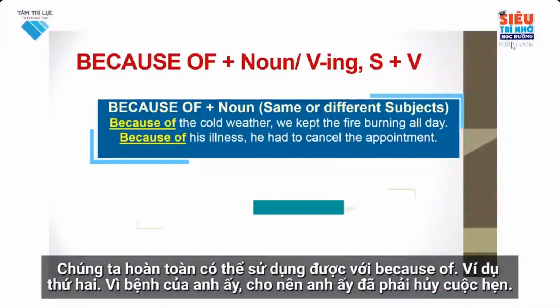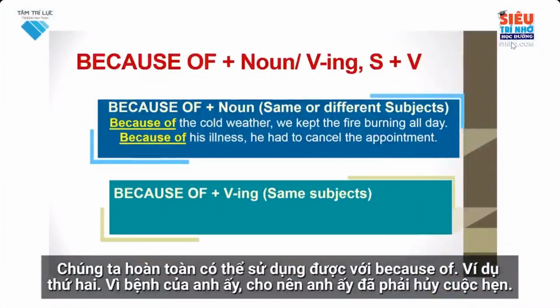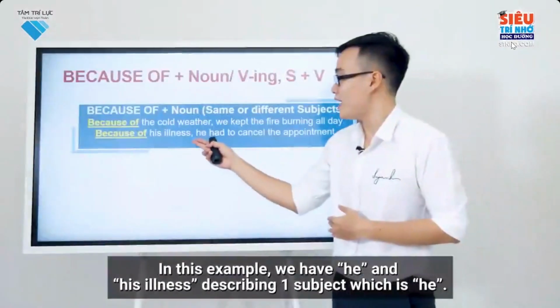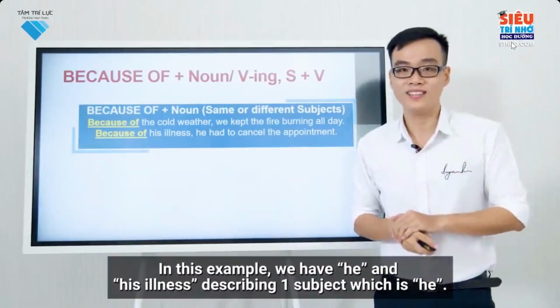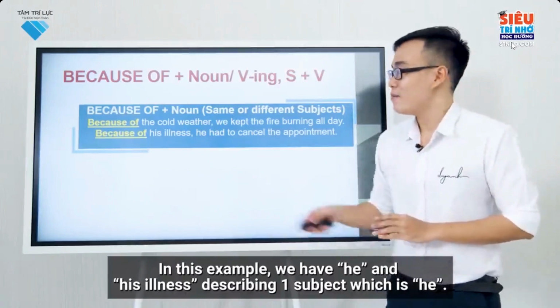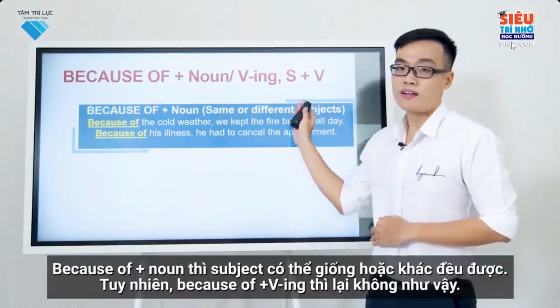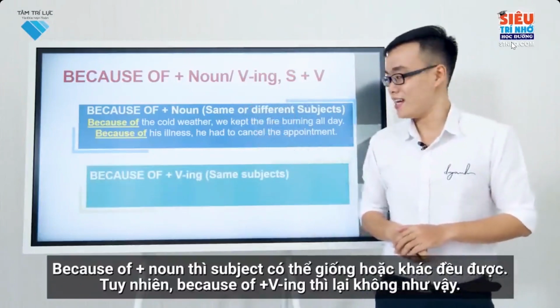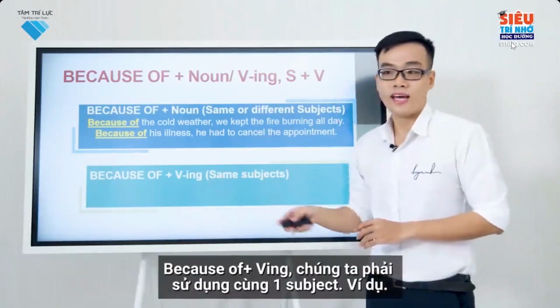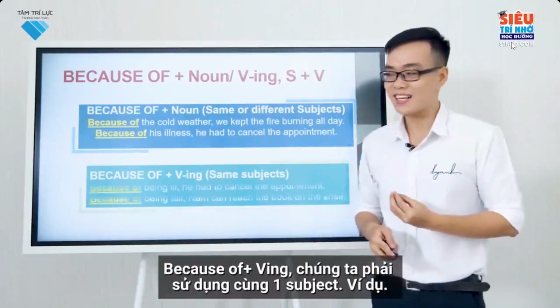The second example: because of his illness, we had to cancel the appointment. In this example, we have he and his illness describing one subject, which is he. Because of plus noun, the subjects can be the same or different. However, because of plus verb-ing cannot do like this. Because of plus verb-ing, we must use the same subject.